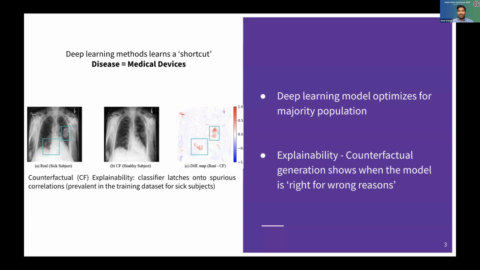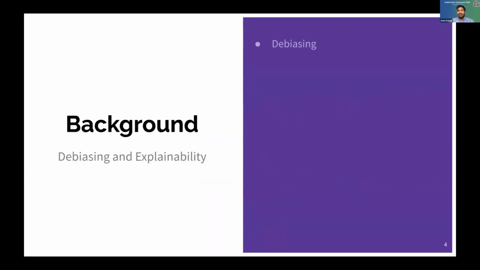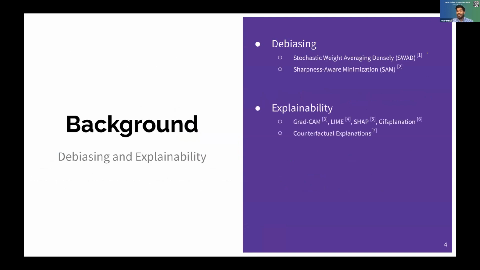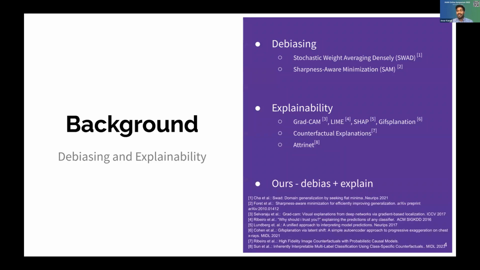So essentially, there is a need to debias as well as explain what the model is looking at in order to make its decision. If we look at the background, there has been previous work associated with debiasing, mainly approaches such as sharpness-aware minimization or stochastic weight averaging densely. There has been a large amount of work on explainability as well, associated with GradCAM, LIME, SHAP, GIFT explanation, or other recent approaches based on counterfactual explanation. I'm not going to go into the details of all these works, but if you're interested, you can take a look at this reference.